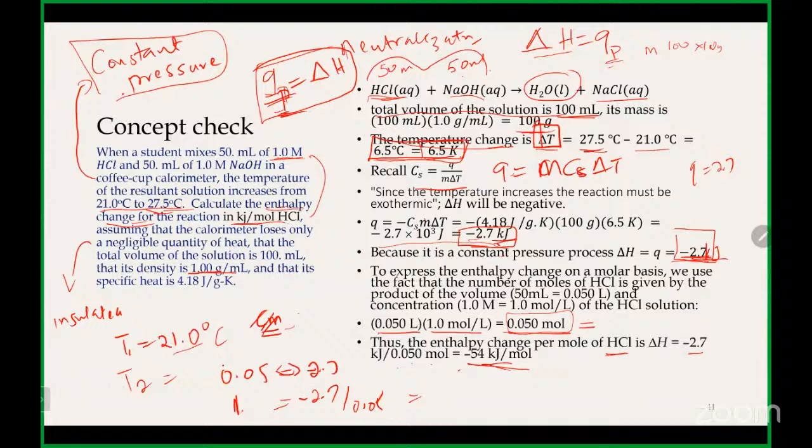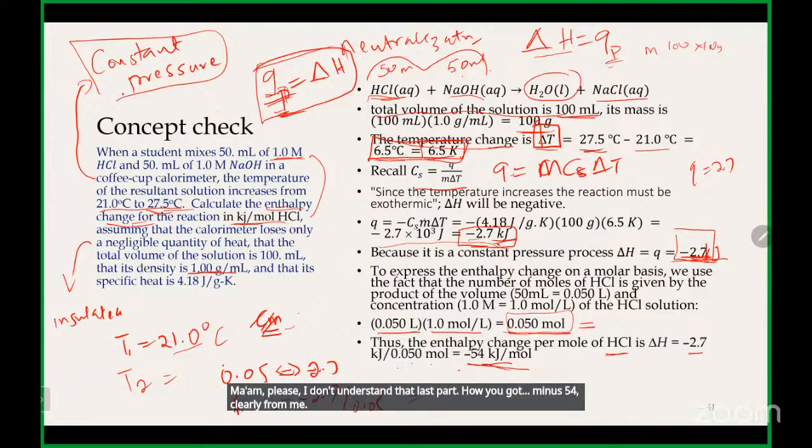Okay. Ma, please, I don't understand that last part. How did you get minus 54 kilojoules per mole? So I'm coming to that one.